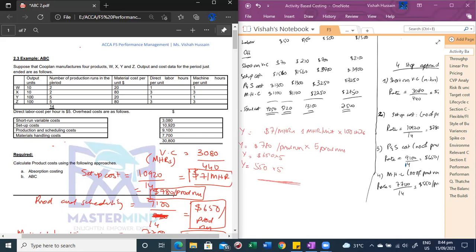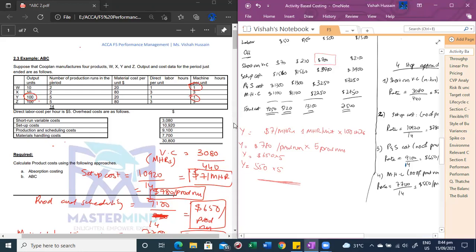So $7 per machine hour was the variable short-run overhead absorption rate, right? Multiply that by 1 machine hour per unit and multiply that by 100 units of Y. So you will come up with 700.